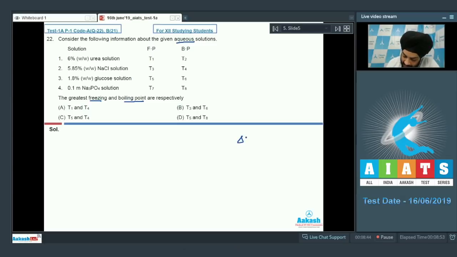So we know that delta Tf is equal to Kf into m. And if you talk about delta Tb, it is equal to Kb into m. We have to include the van't Hoff factor wherever relevant. So the first step is to find out the value of the molality. So we've been given weight by weight percentage in the first 3 options, whereas in the 4th option, directly the value of molality has been given to us. So we can start with the first option now.